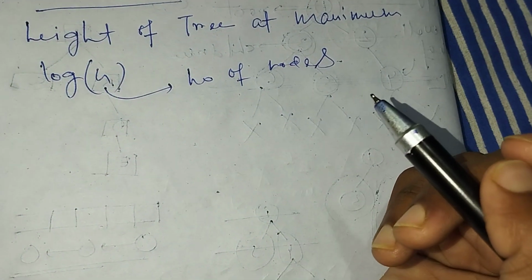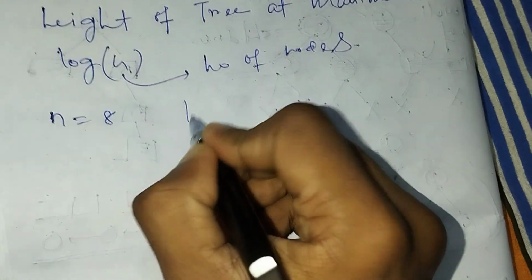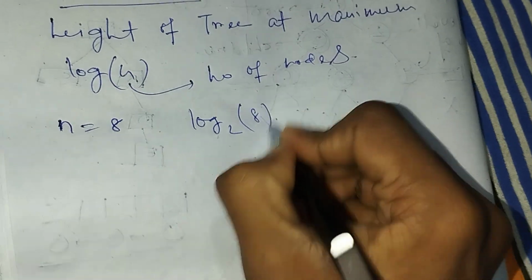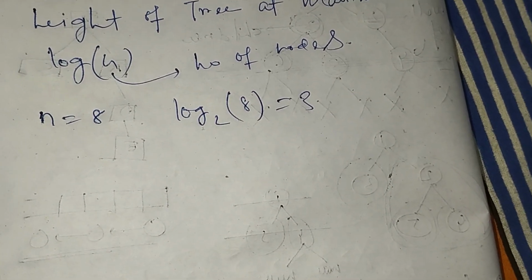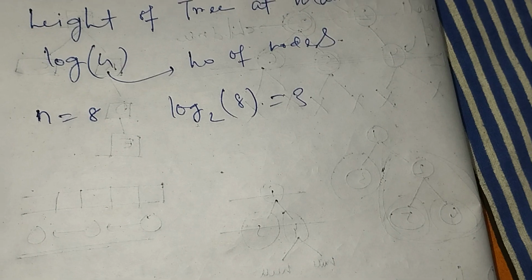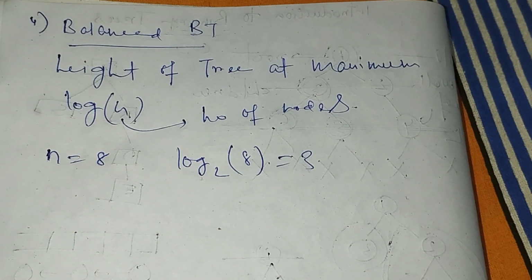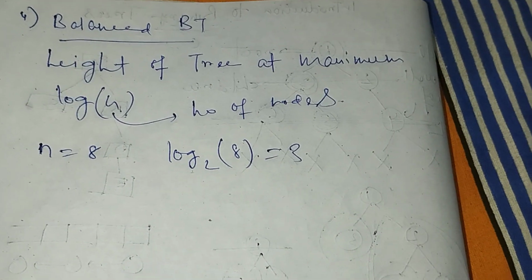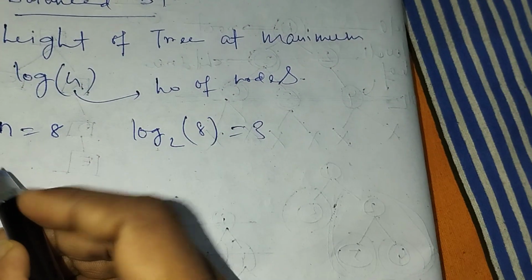If we take an example, if our n is equal to 8, what will be the log of 8? 3. So what we mean here is that a tree which contains 8 nodes can have a maximum height of 3. We will talk a bit more about the balanced tree later on, because the AVL tree and red black tree all come under the balanced tree.